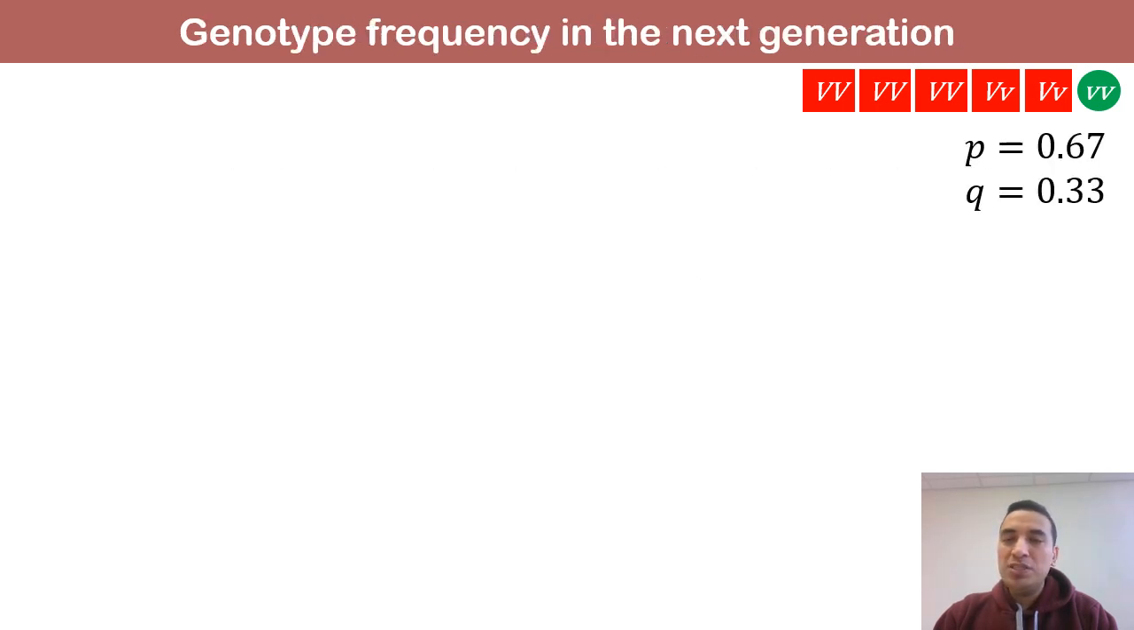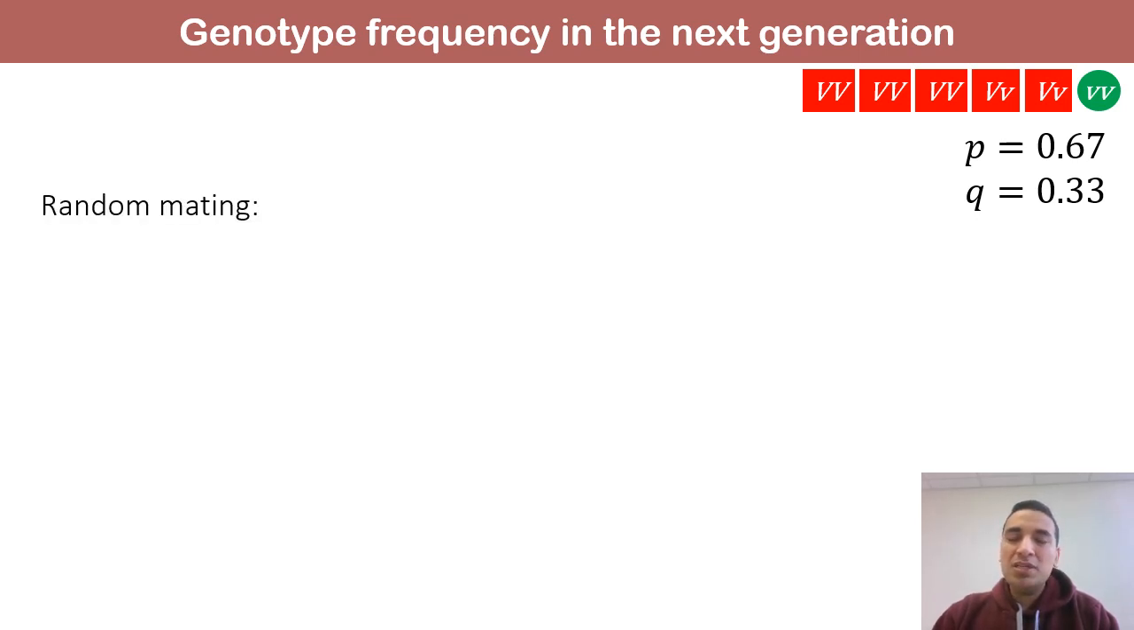So p is 0.67, q is 0.33. What is the genotype frequency going to be in the next generation? Remember, that's the question we are trying to answer. We don't know what it is going to be 50 years from now, but let's take it one step at a time. We'll do the next generation, and then the generation after that, and then the generation after that.